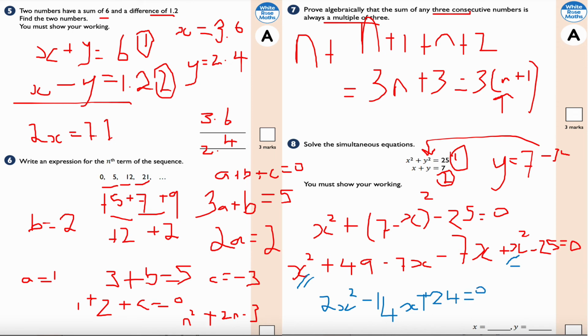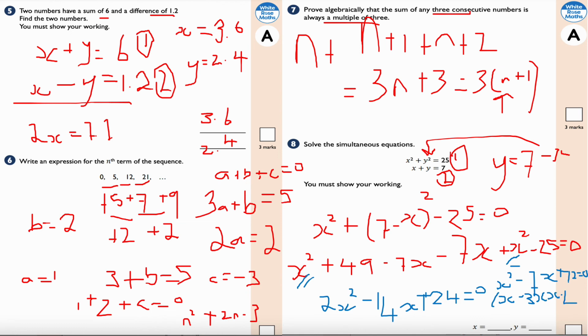I can now divide everything by 2 or take 2 out as a factor. So I'll get x squared minus 7x plus 12 is equal to 0. I've now got a quadratic which I can factorize, or use the quadratic formula, or complete the square. Either way is going to be fine. It factorizes into x minus 3 and x minus 4. I do appreciate that I'm jumping a bit fast here, but hopefully you are able to follow that. If you've got any questions, feel free to ask me if you're not sure about anything.